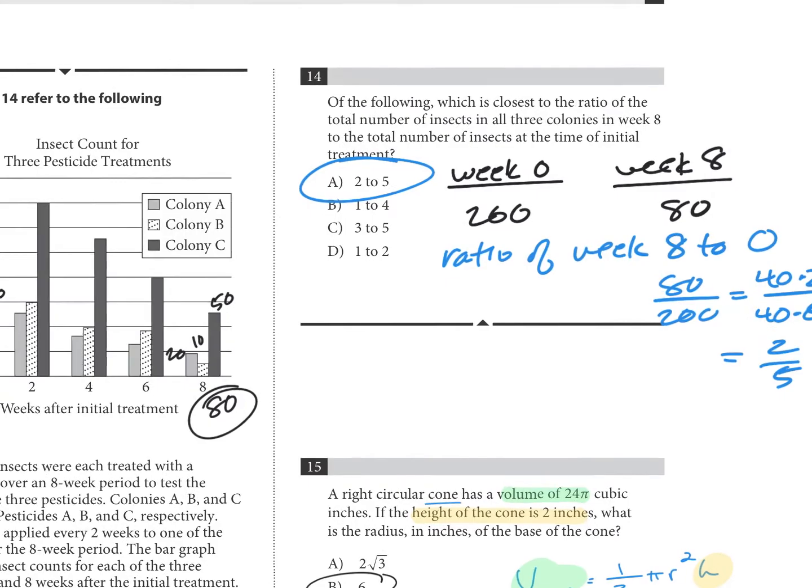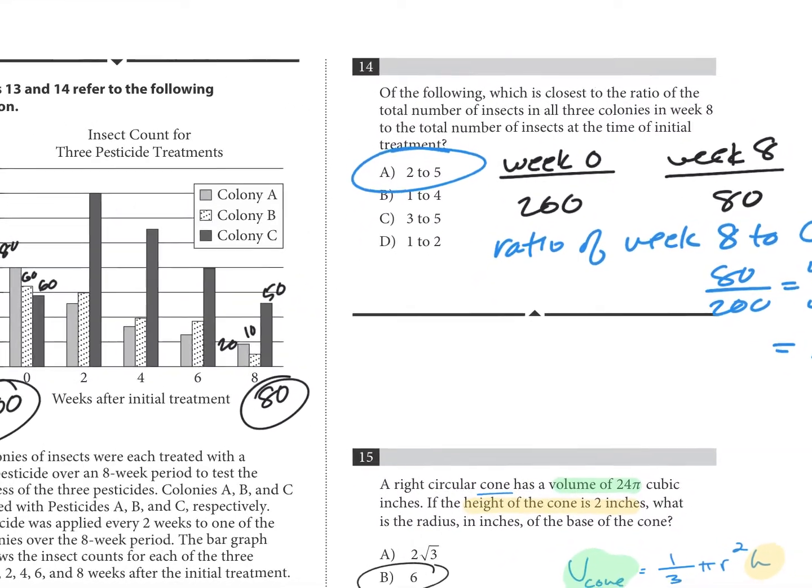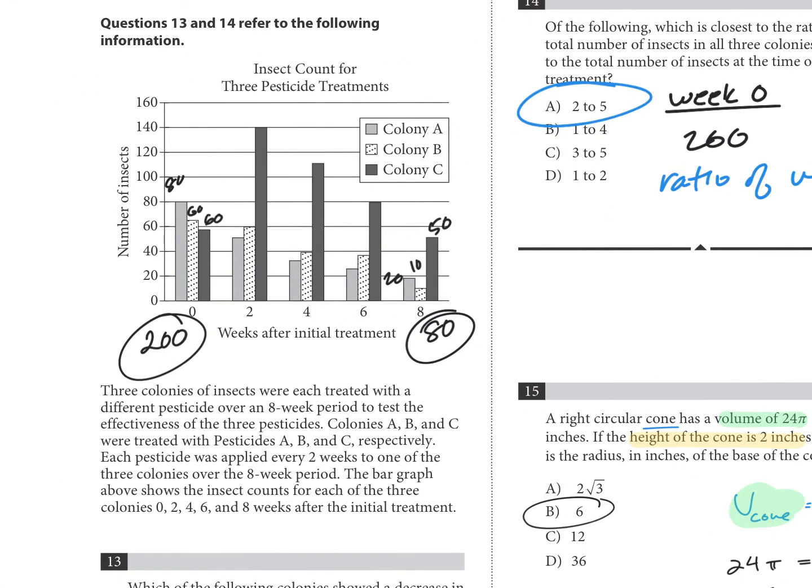14 says, of the following, which is the closest to the ratio of the total number of insects in all 3 colonies in week 8 to total number of insects at the initial time of treatment? I had to figure this out from the graph. Looking at this, I took this one as 80, this one about 60, and that was about 60. Adding those up, that was 200 in the first week. And this one was about 20, this one probably about 10, and this one about 50. So that was about 80. Now I got 200 insects in the first week, 80 insects in that last week.